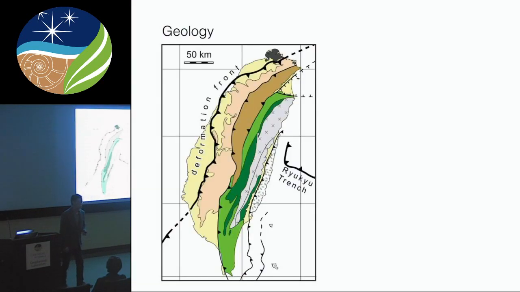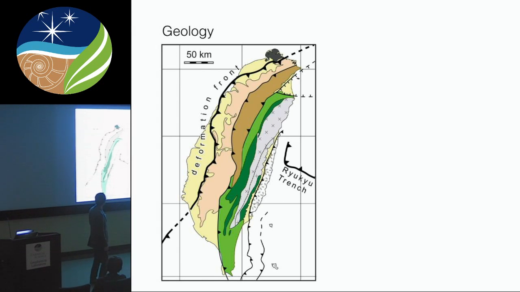So this is a geologic map of Taiwan. So in case we don't know where it is located, it is between the collision zone of the Eurasian plate on the west and the Philippine Sea plate on the east. So in this geologic map, this line here roughly shows the plate boundary. And then the different colors represent different geologic units in Taiwan.